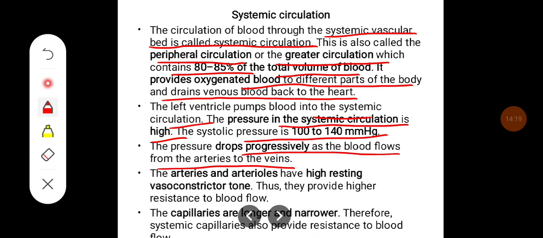The arteries and arterioles have high resting vasoconstrictor tone. Thus, they provide greater resistance to blood flow. The capillaries are longer and narrower. Therefore, systemic capillaries also provide resistance to the flow.